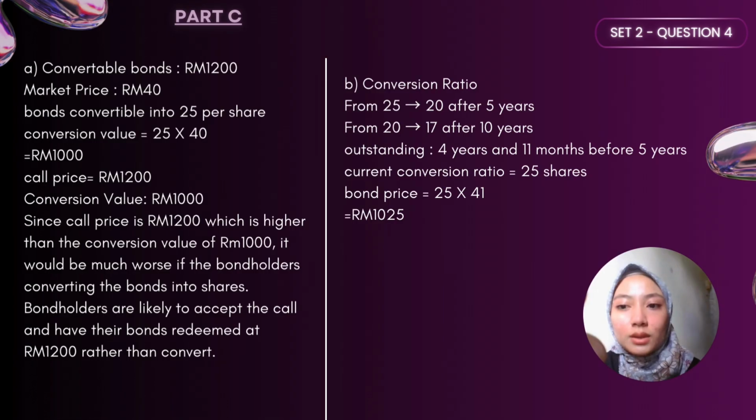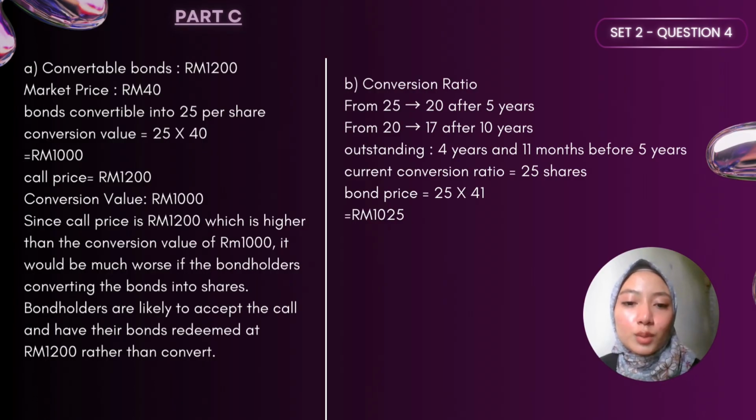So for B, assume that instead of the call feature, the company has the right to drop the conversion ratio from 25 down to 20 after 5 years and down to 17 after 10 years. If the bonds have been outstanding for 4 years and 11 months, what will be the price of the bonds if the share price is RM 41? Assume that the bonds carry no conversion premium.